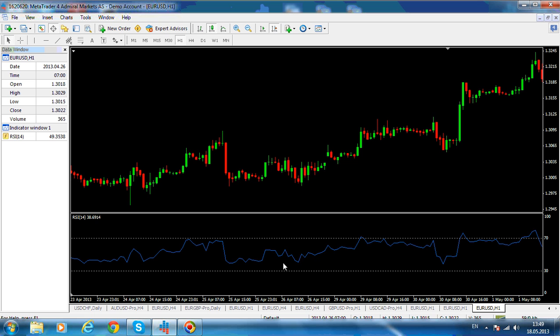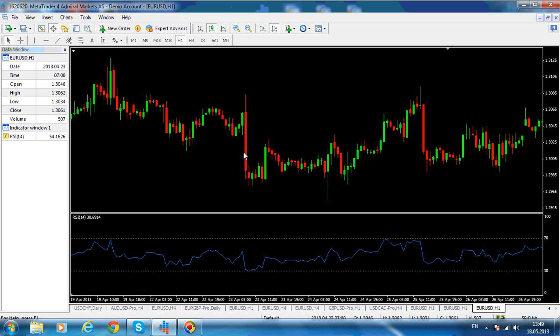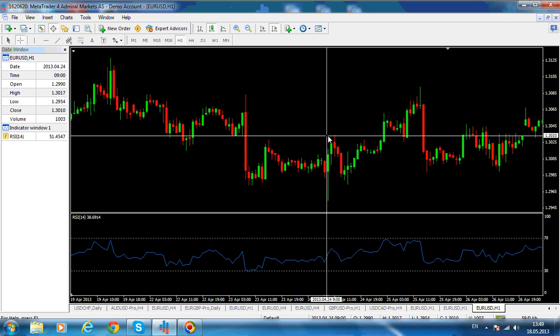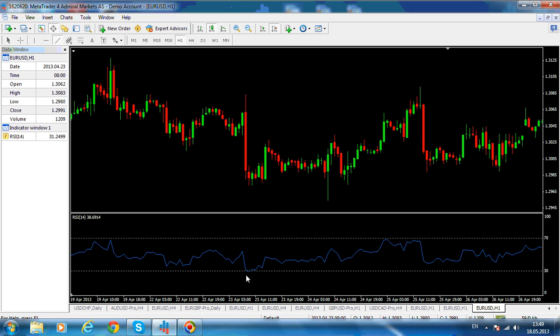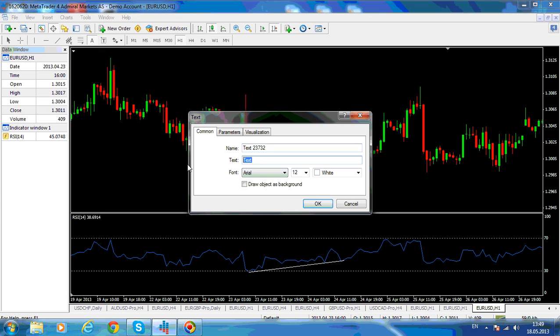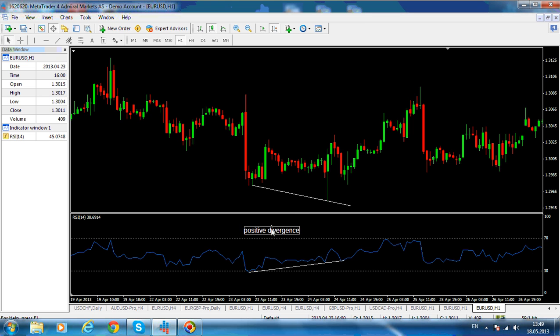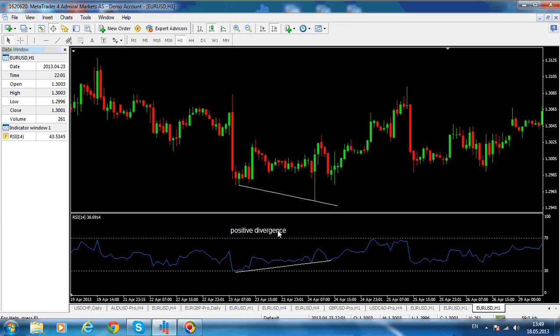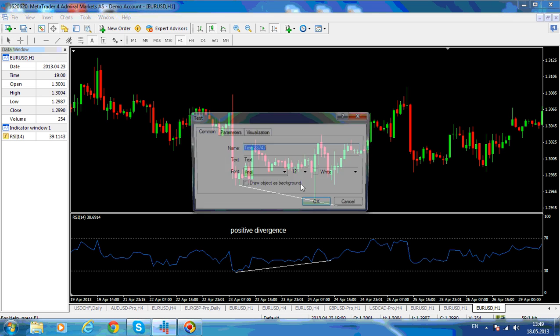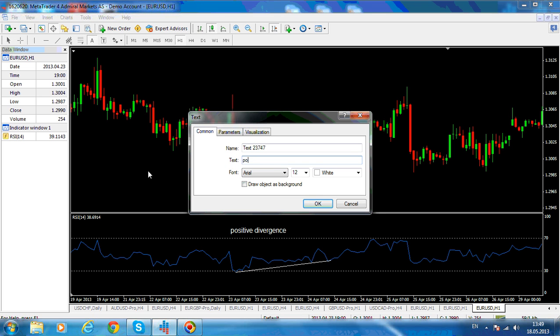Sorry about that. Okay, so we are looking for price to fall, like in here, and the oscillator to rise. So oscillator to rise and price to fall, and this is called a positive divergence. So positive divergence. So a divergence between price and oscillator, okay?